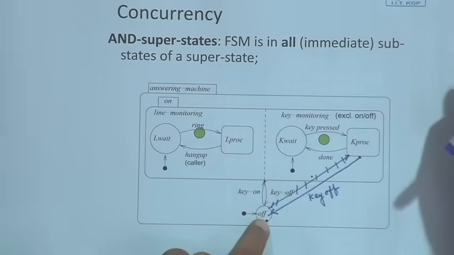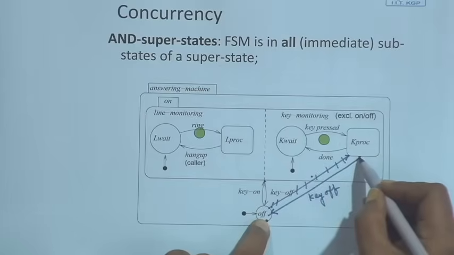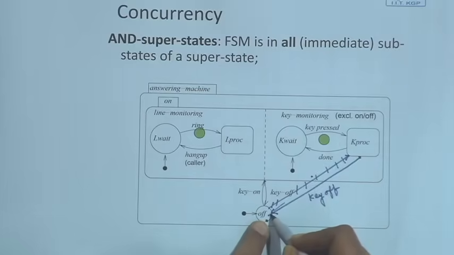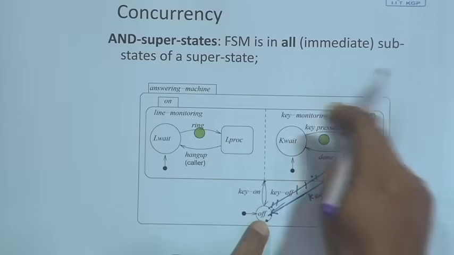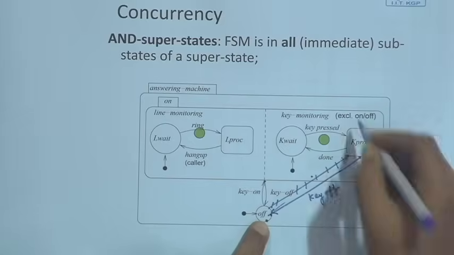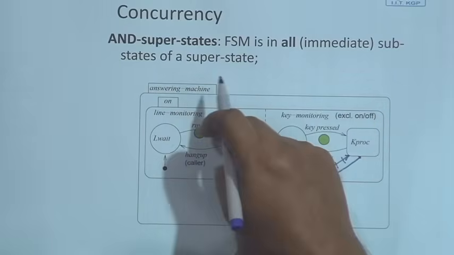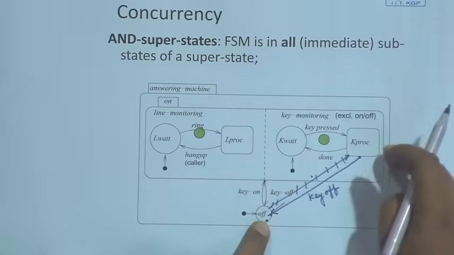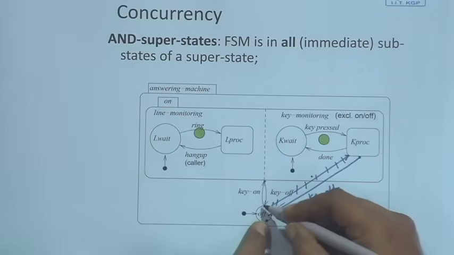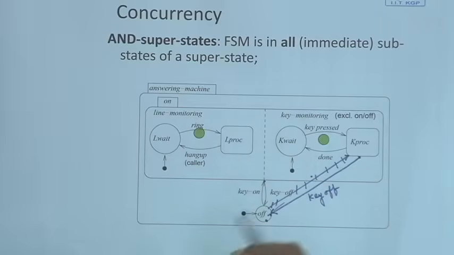That means I am exiting what? What am I exiting? I am exiting the on superstate. As I am coming out, as the arrow shows, I am coming out of course, key processing substate, but at the same time I am exiting this superstate altogether. And then my line wait also goes, right. So, I can further go in on key on and I can start from here and here, all right.